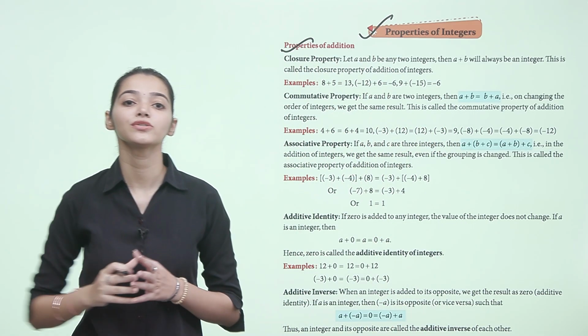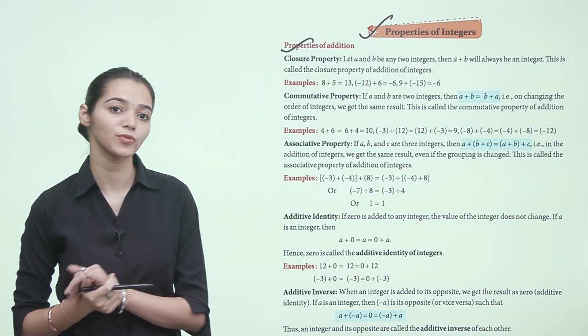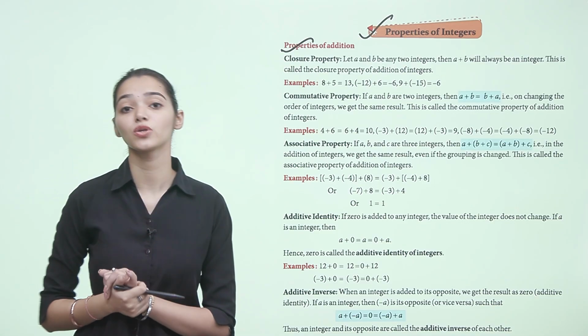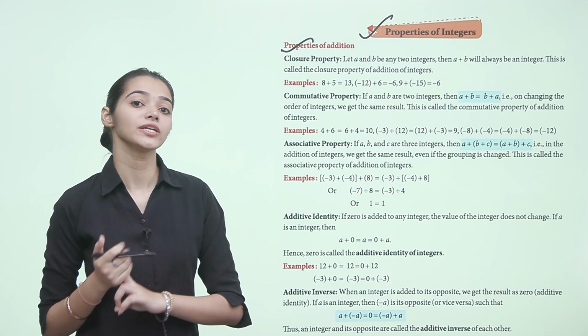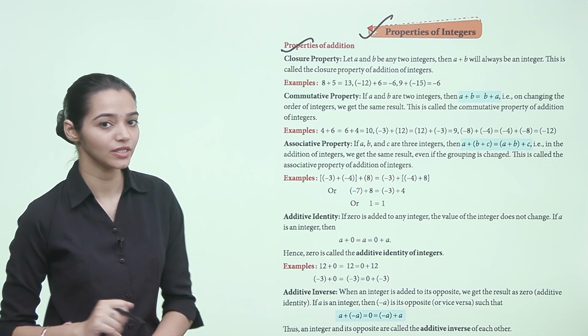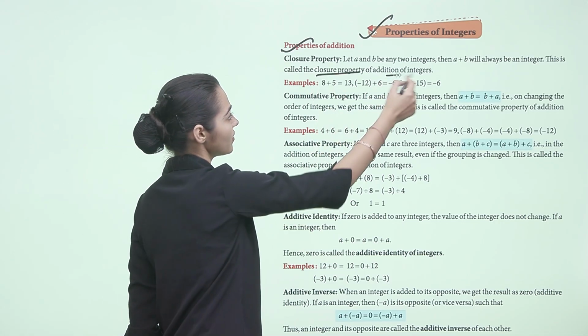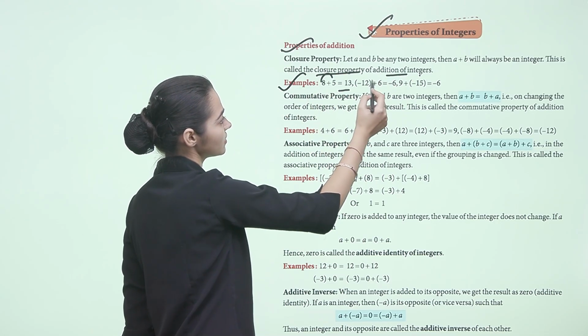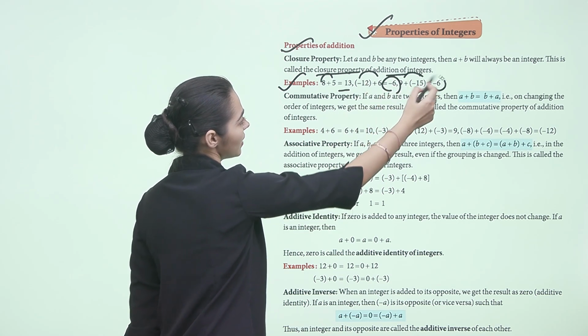Now let's look at the properties of integers, and first the properties of addition. First is the closure property. Let a and b be any two integers, then a plus b is always an integer. So this is the closure property of addition of integers. For example, 8 plus 5 is 13, minus 6 plus minus 6.